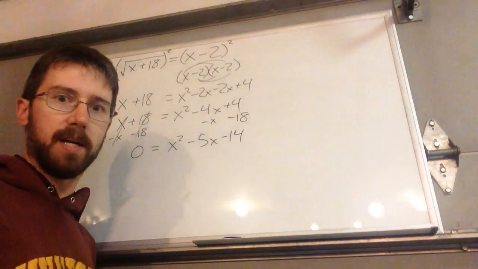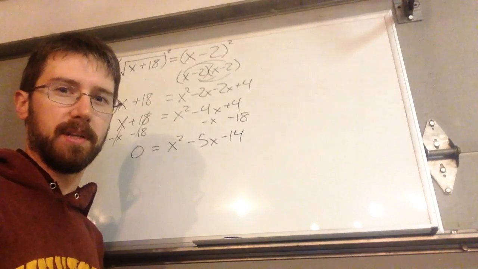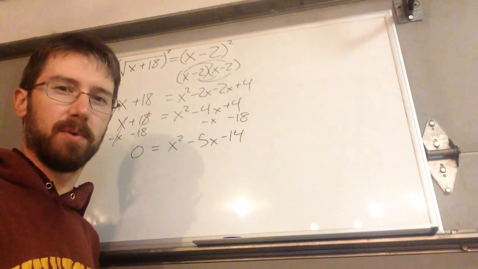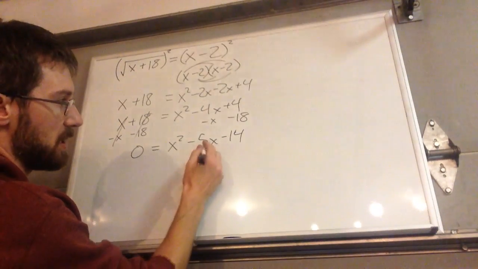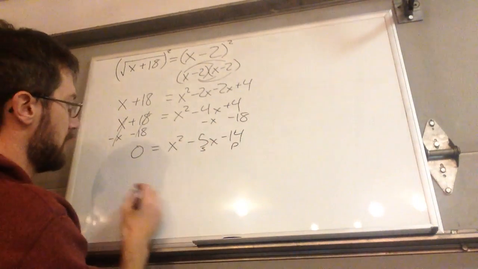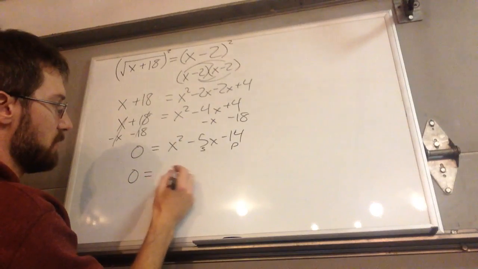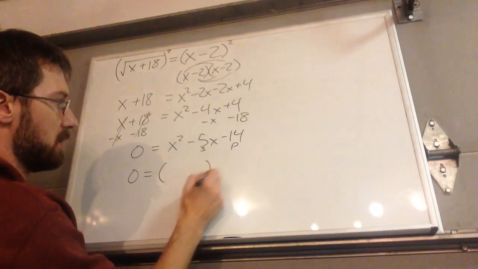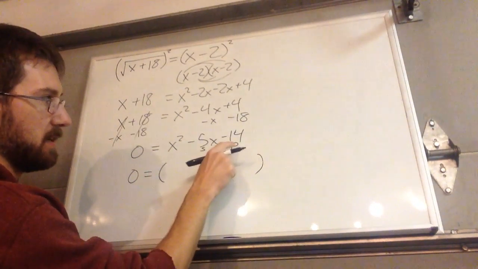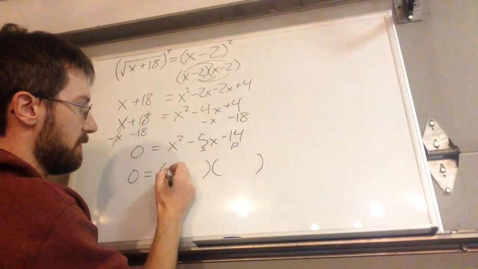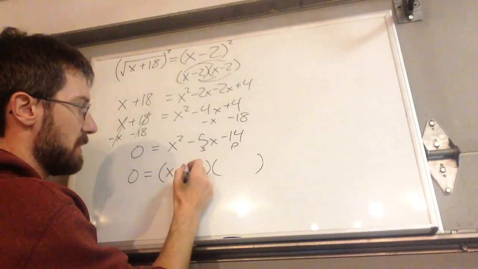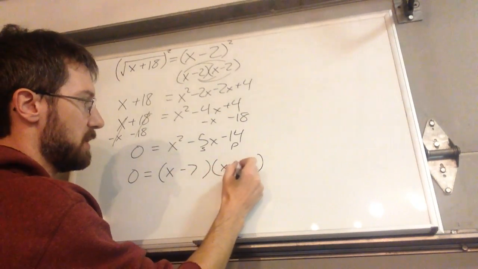Now this is a quadratic that we can solve by factoring, and that's pretty much all the ones that we're going to be doing in this section. This is a salt and pepper factor, right? So 0 equals my factors that multiply to a negative 14 but add to a negative 5 are going to be x minus 7 and x plus 2.